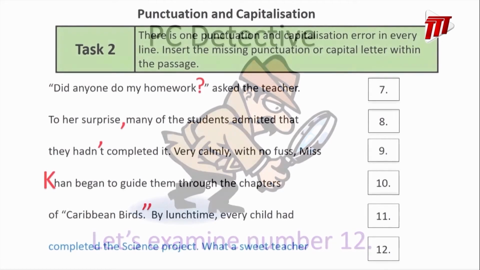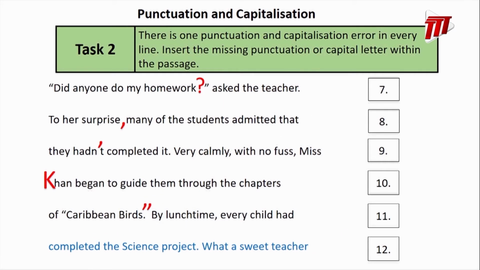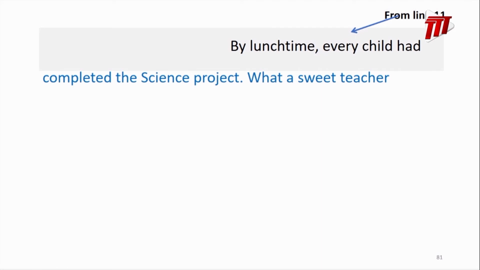By lunchtime, so we're continuing now. Let's examine number 12. We're at the end of this task. By lunchtime, every child had completed the science project. What a sweet teacher. What's missing there? Right away, you're looking at it and you're seeing that the end punctuation is missing at the end of the passage. There's no end mark. So is it a full stop? Is it a question mark? Or is it an exclamation mark? You need to read it and see what's being said, right? Read what is being said. What a sweet teacher, right? By lunchtime, every child had completed the science project.